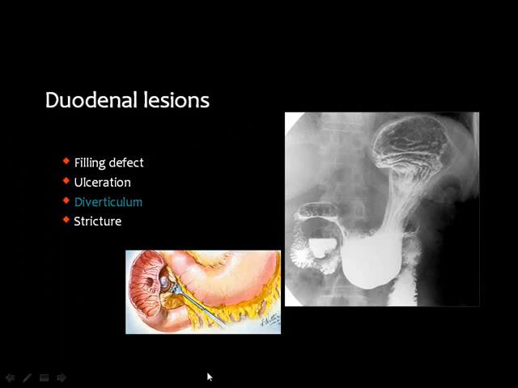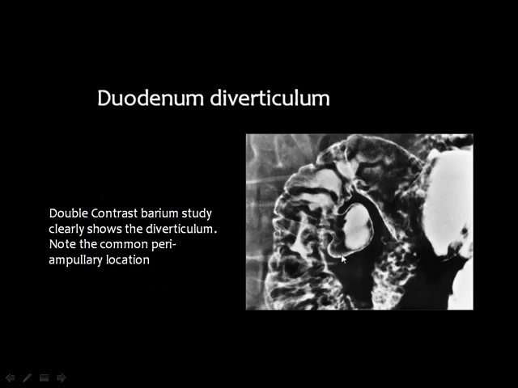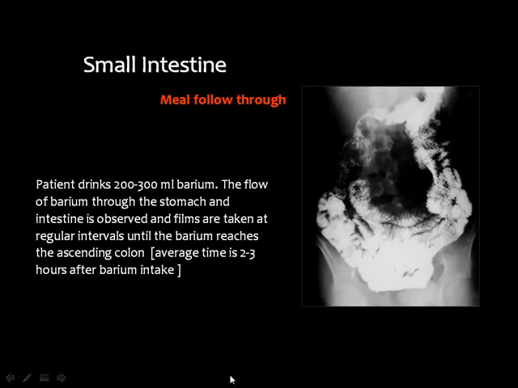Then duodenal diverticula are usually located in the second part of the duodenum, and because of their intimate relation to the common bile duct orifice, there may be some biliary problems sometimes. This is a good example of a duodenal diverticulum.